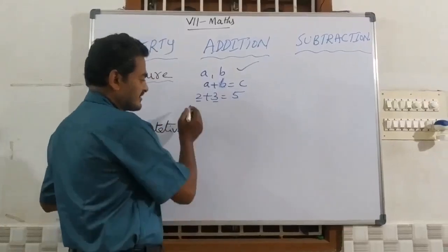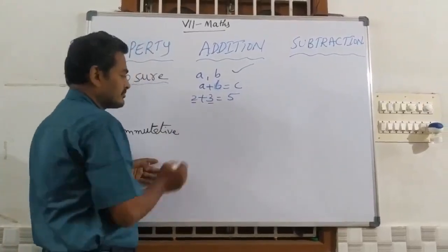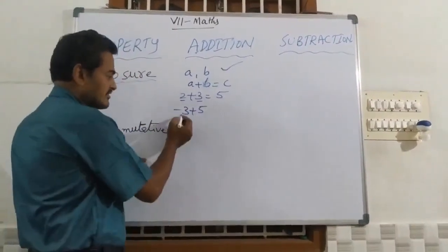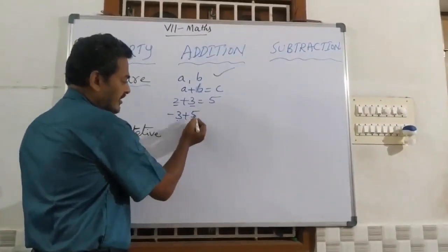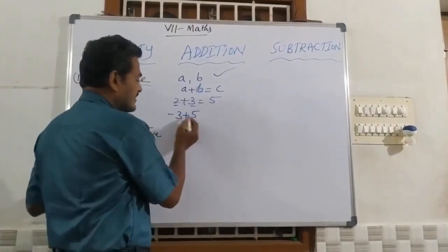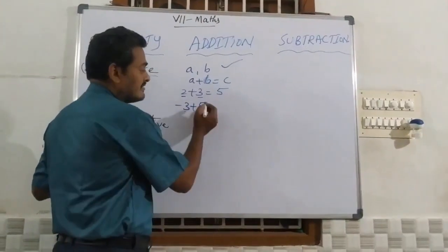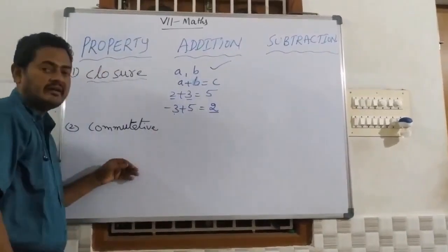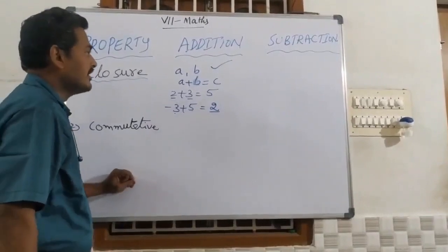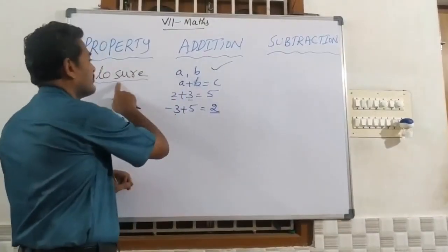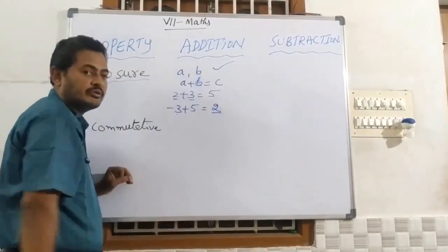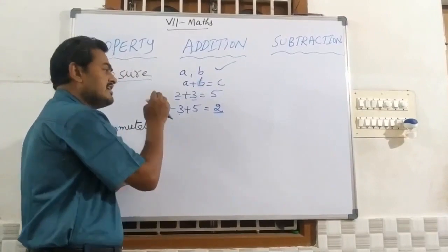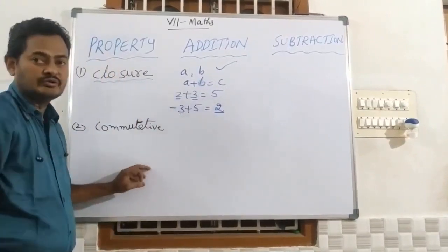One more example we discuss about addition in closure property. Minus 3 plus 5. Minus 3 is one integer, 5 is another integer. Then here, with different signs, what can we do? We can subtract. 5 minus 3 is 2. 2 is also an integer. So closure property under addition holds good. That means it is valid for these examples. For any example, this property holds good.